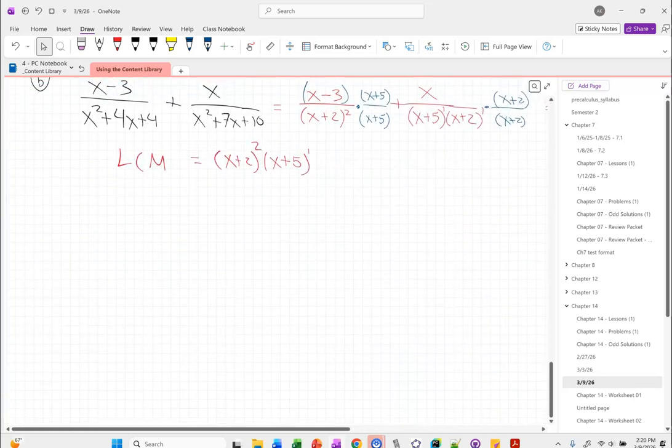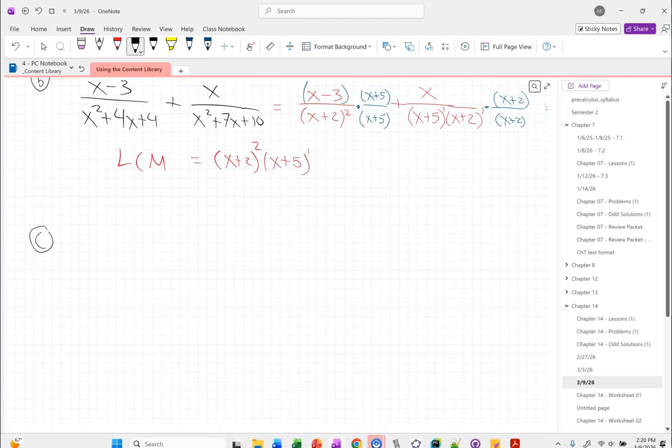Is anything going to happen meaningfully if I change this to subtraction? Not much, right? We just have to be a little bit careful.